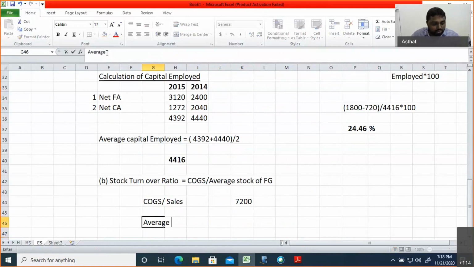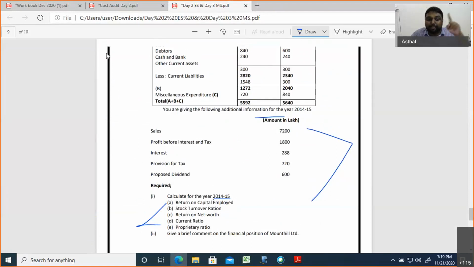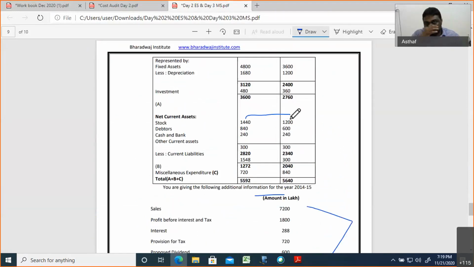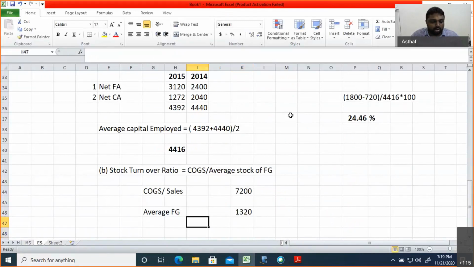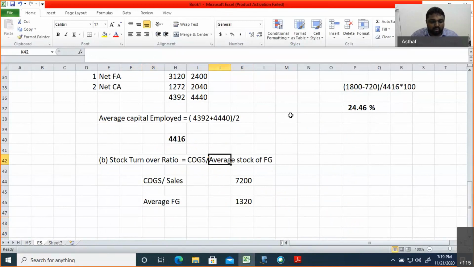So what is the average finished goods? Average finished goods is opening plus closing. Sir, where will I get this? Look here, in the balance sheet we have the stock: 1,440 plus 1,200 divided by 2. So the average will come to 1,320. So what is the stock turnover ratio? It will be 7,200 divided by 5,360... 7,200 divided by 1,320. The turnover ratio will come in times. So 5.45 times. Copy fast. The answer will be 5.45 times.